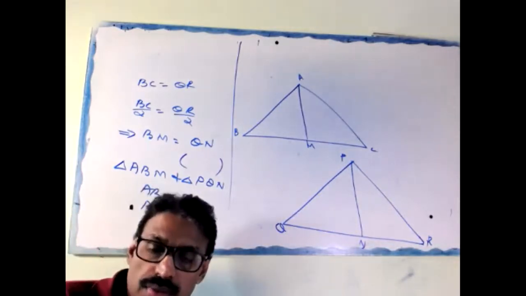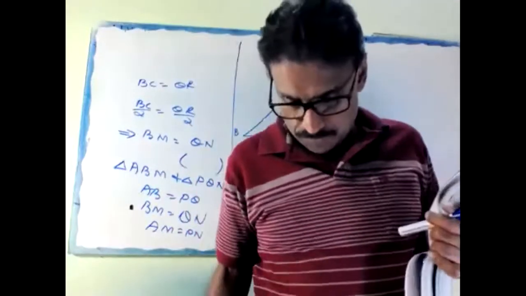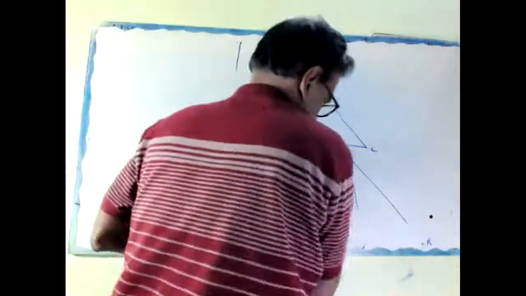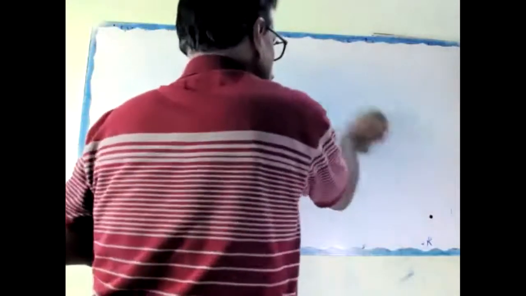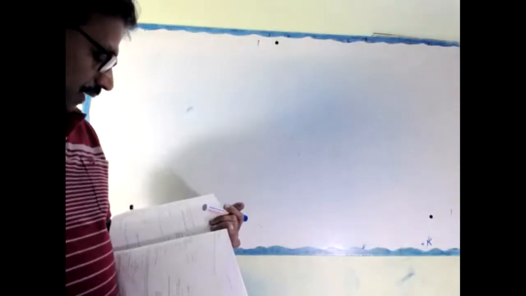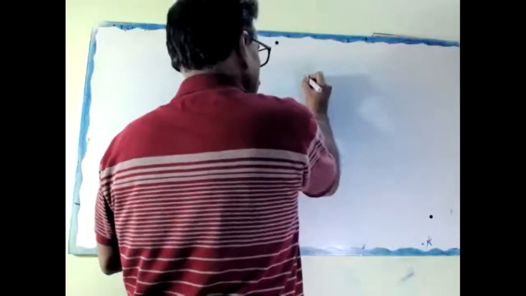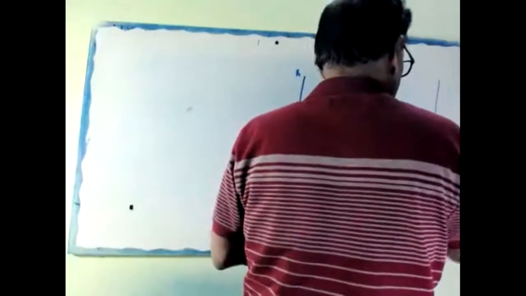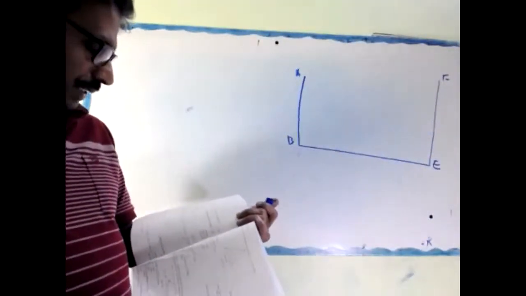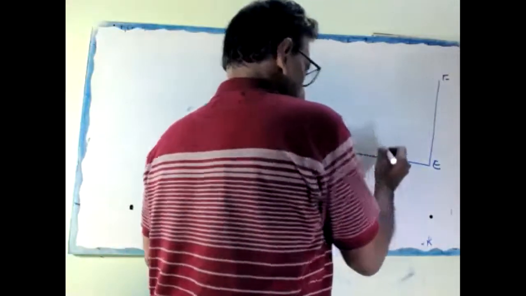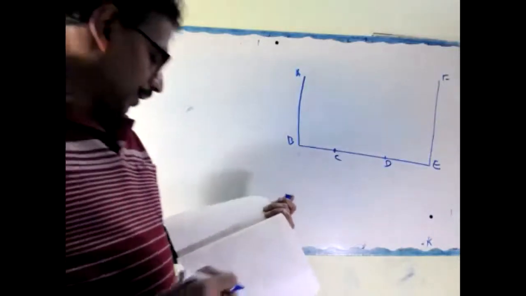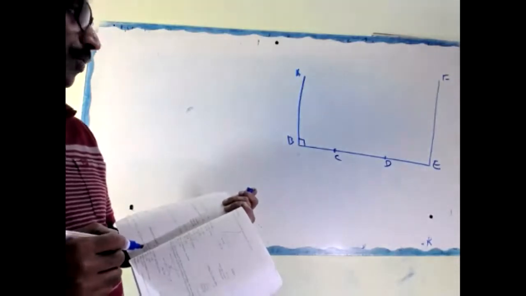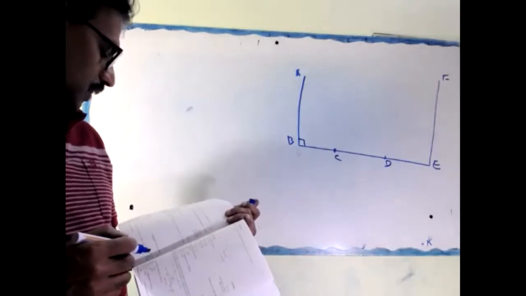In figure, AB equal to EF, BC equal to DE, AB perpendicular to BC, AB perpendicular to BD, EF perpendicular to EC. Then show that triangle ABD is congruent to triangle FEC.